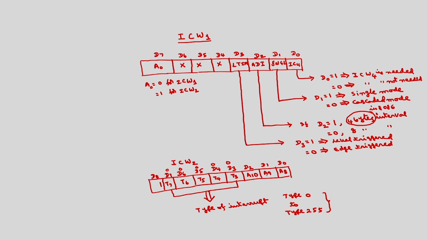Whereas A8, A9 and A10 will be used for generating the address of this 8259. That we will discuss while discussing the interfacing of 8259 to 8086. This is the ICW2 format. So, ICW1 and ICW2 are mandatory, compulsory, as is clear from yesterday's flow chart also.